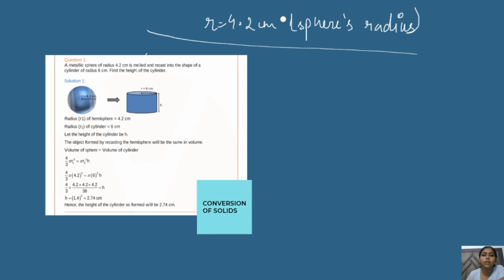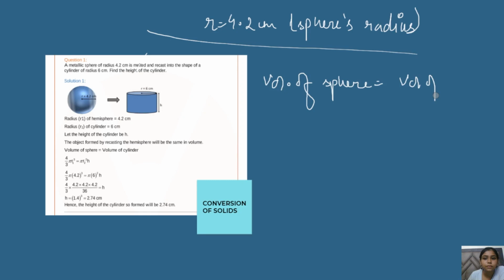Similarly, this is the metal from which the sphere is made. When you melt the metal and make another shape, the amount of metal will remain the same. It means the volume of both the shapes will remain the same. So, in that case, volume of sphere is equal to volume of cylinder. Just write it like this.